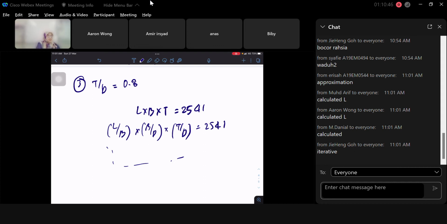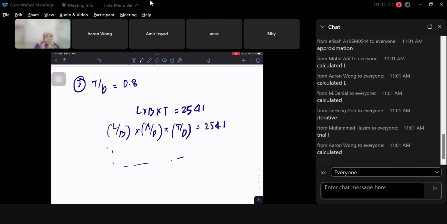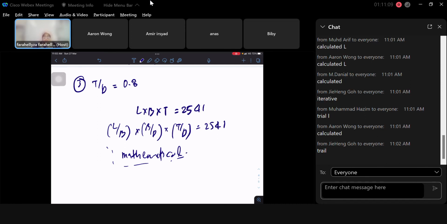Iterative, that you change this one. It is a calculated L, right? So calculated L, where you solve this mathematically. So you can solve this mathematically, all that differential, it's not differential equations. Just you change this and you substitute back and so on. But we naval architects, we don't do this.